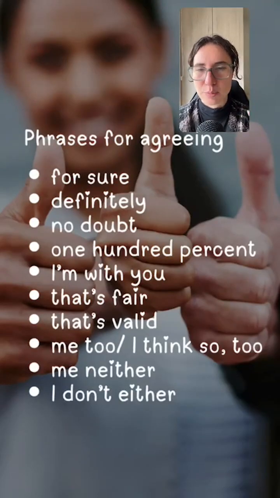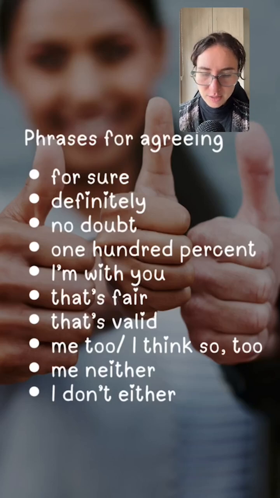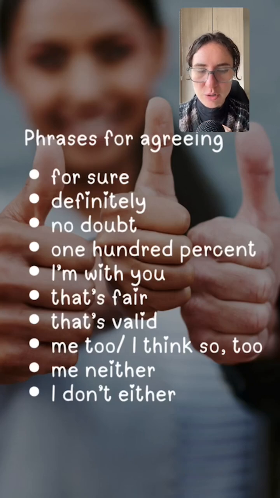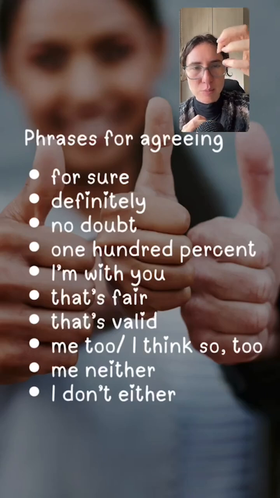I don't like this movie. Me neither. I don't like this movie. I don't either. You're agreeing with something that's negative. These words either and neither are used for combining two things. So we can use either or neither to combine two things like I don't like this movie.